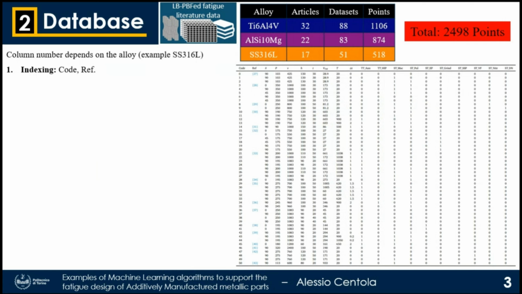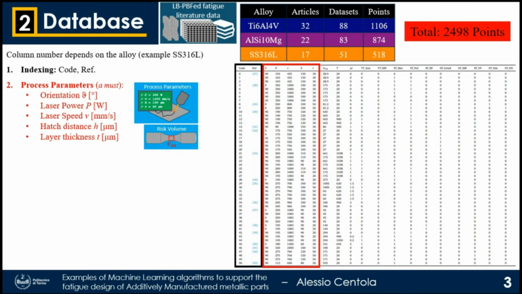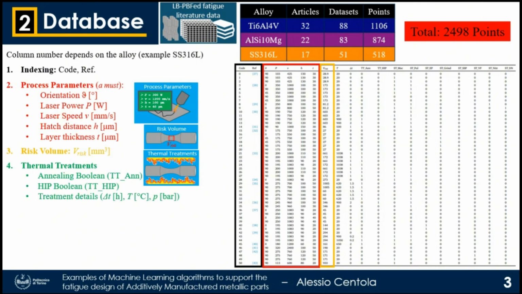So as we can see, the training database for stainless steel is made of 2 columns, which are for indexing. Then we note the process parameters, which are a must. If one of these is missing, the article is discarded. Then we note the risk volume to distinguish between the different testing conditions. And then we note the thermal treatments, which are noted as a Boolean value to denote if annealing or hot isostatic pressing is performed. And then we also note the treatment details such as time, temperature, and pressure.